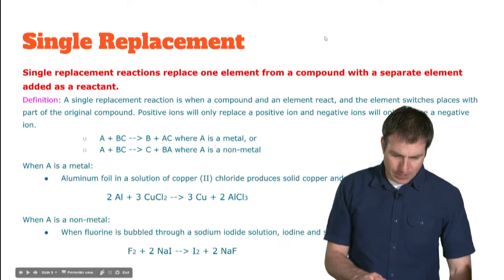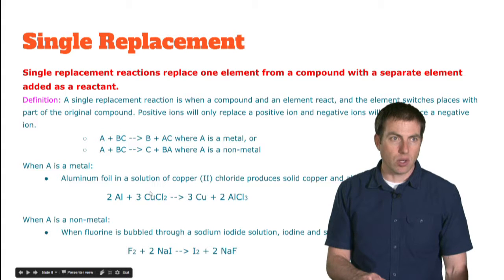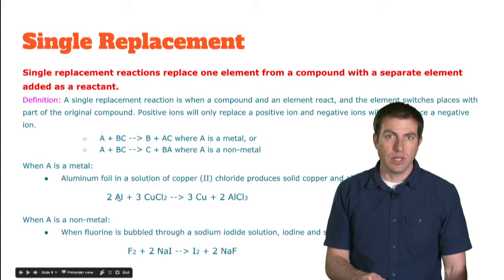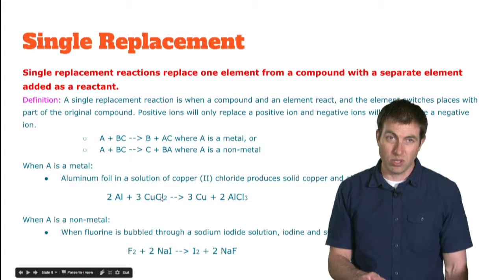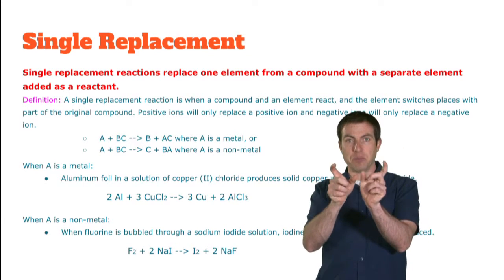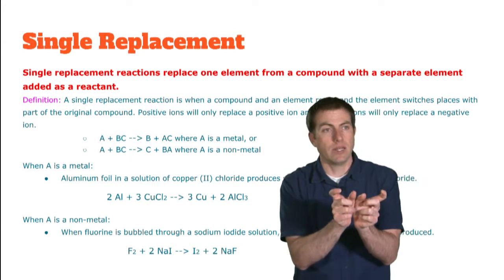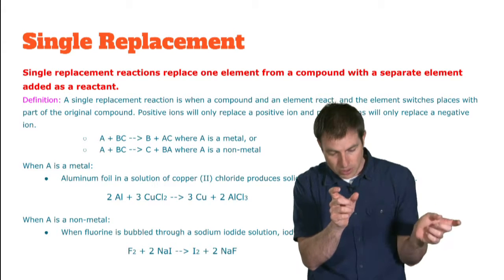I think the two examples down below here: aluminum foil in a solution of copper 2 chloride produces solid copper and aluminum chloride. So we have aluminum, which is Al, and copper 2 chloride is CuCl2. Now this aluminum's by itself, it's hanging out by itself, and it's a metal. And it says, hey, I want some of the action. So it says, I need to kick something out of this compound. So it's not going to kick the non-metal out, because if it kicked the non-metal out, then we'd have copper and aluminum trying to combine together, but they will never combine because they're two metals. So that doesn't work. So instead of the copper and the chlorine sticking together, the aluminum's going to kick the copper out.